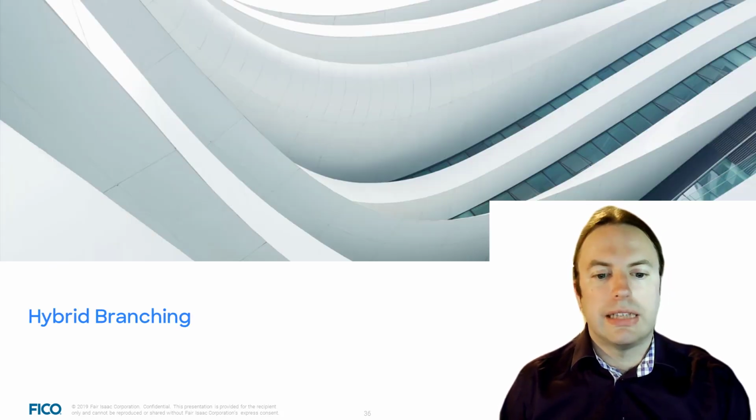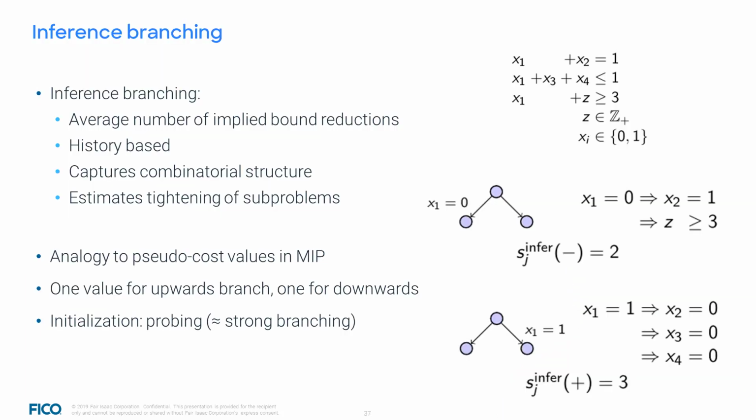So, pseudo-costs are not the only history-based branching rule. There are other rules of this type and also ways to combine them. Other history-based rules, like inference branching and VSIDS branching, also try to use past observations to estimate, hence maximize, the impact of the current decision.